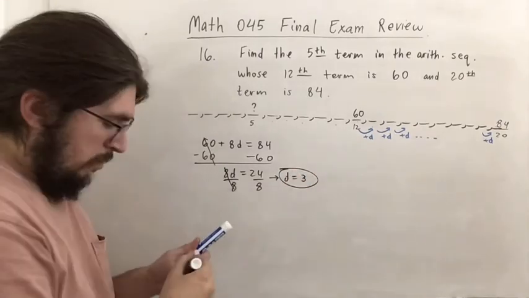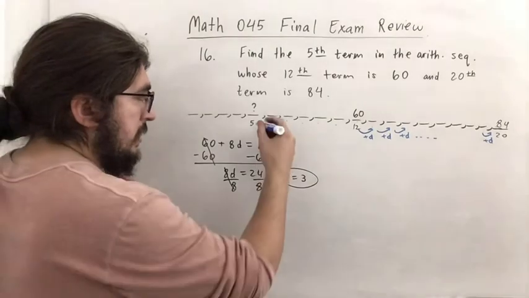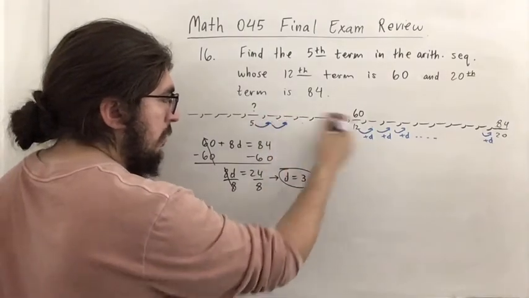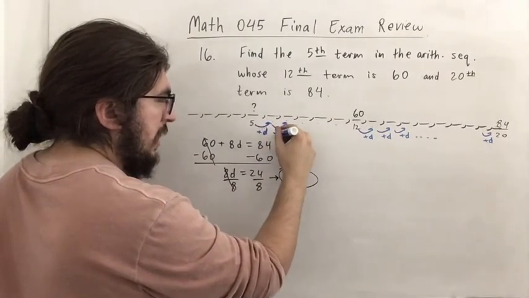So now what? Well, now we can backtrack, because if you think about it, to get from this guy all the way over to that one, you have to add d how many times?